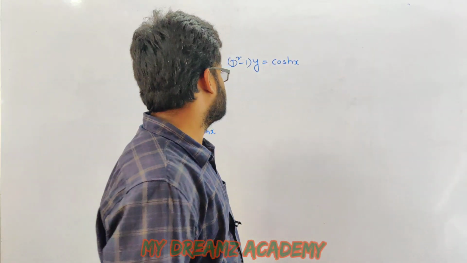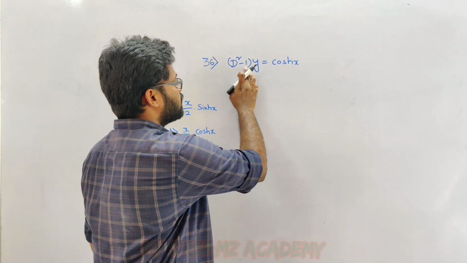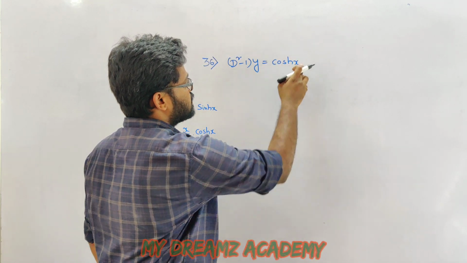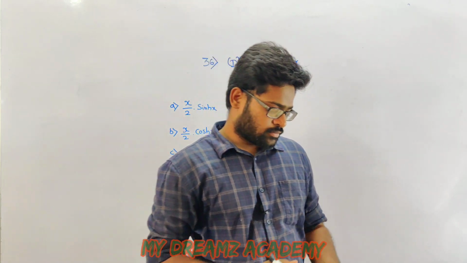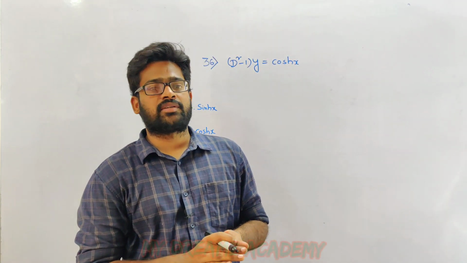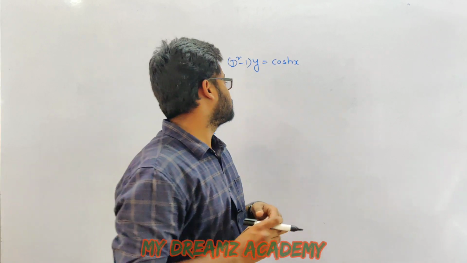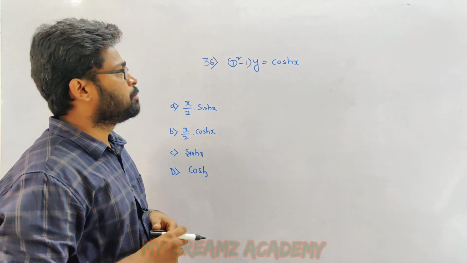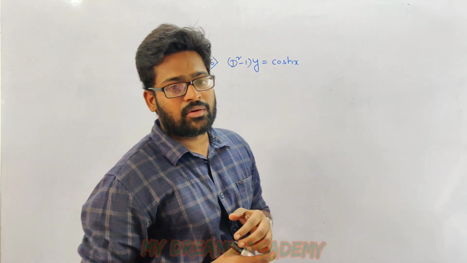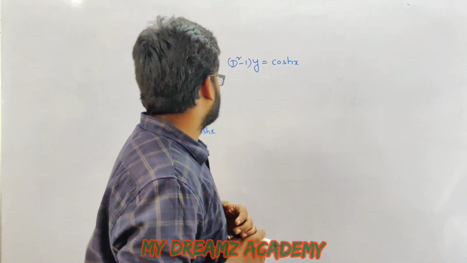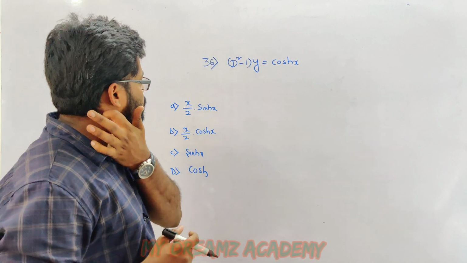Next question is d square minus 1 into y is equal to cos hx. This is a higher order differential equation. The higher order differential equation consists of two parts, that is particular integral and complementary function. Here we are asked to find the particular integral for the given question. How to solve this one?